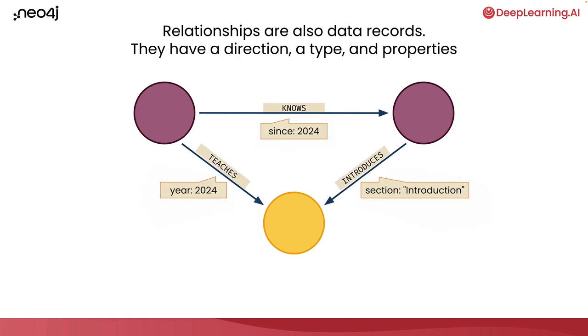Because relationships are data records, they have a direction, a type, and also properties. So we realized that we have these KNOWS relationships, TEACHES relationships, and also INTRODUCES relationships. That's fantastic. For each of those, we can add extra information by adding properties to them. That this person knows another one since 2024. The teaching relationship also has a year, 2024. And the introduction is actually for what section of the course is being introduced.